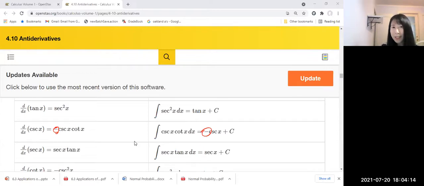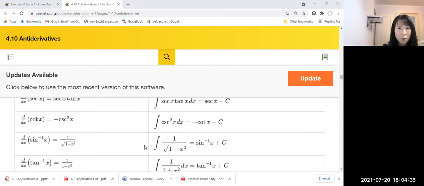Then what's the derivative of secant x? Then we get secant x tan x. What's the antiderivative of secant x tan x? Then we get secant x plus C, right? Now, we have another trick. The derivative of cotangent x is negative cosecant squared x, but then we take the antiderivative of cosecant squared x dx because they don't have a negative sign here, right? So we put the negative sign here, okay, instead of there.